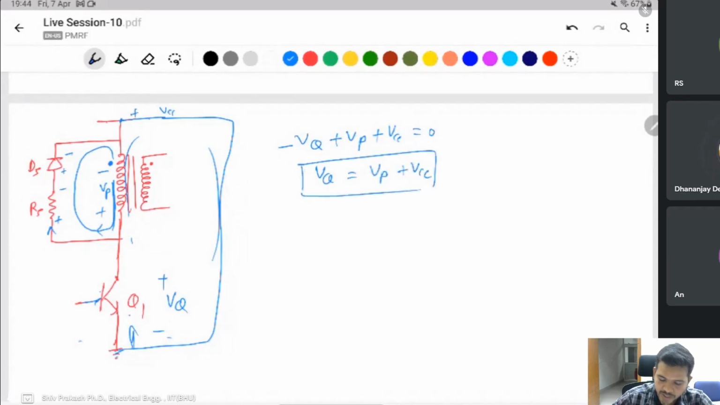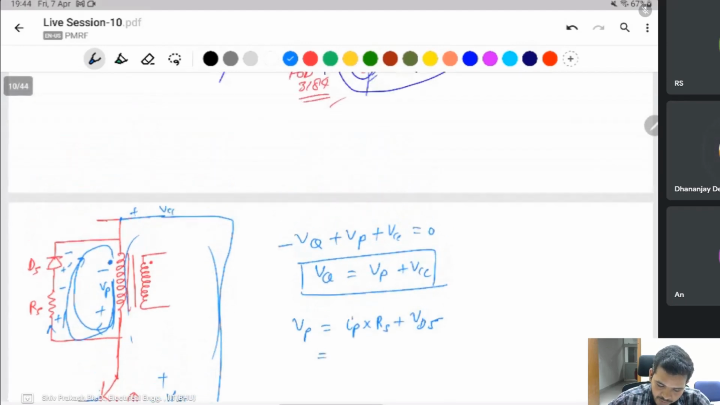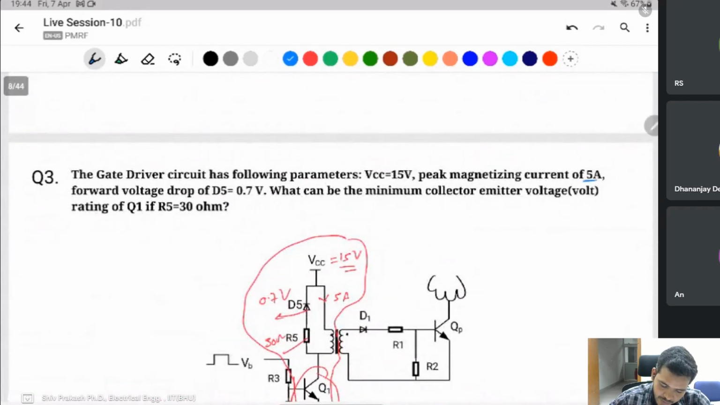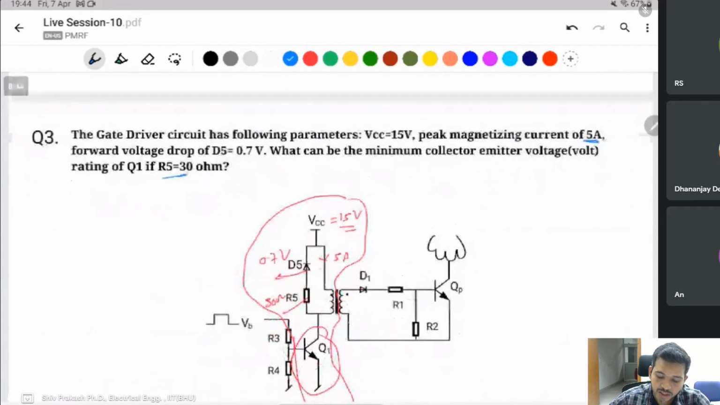Then what will be the VP? When the switch is off, the current flows like that, then this voltage drop and this voltage drop appear on the transformer primary winding. Vp is like Ip into Rs plus 0.7, which is given as the drop of D5. Ip is given as 5 ampere, and Rs is given.